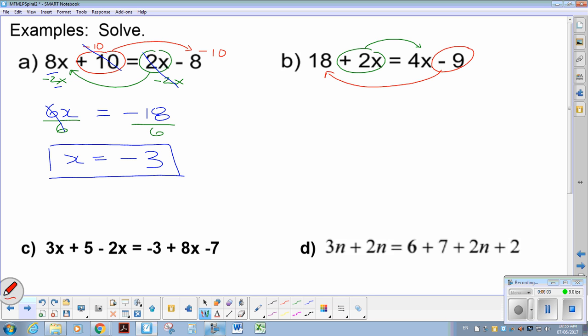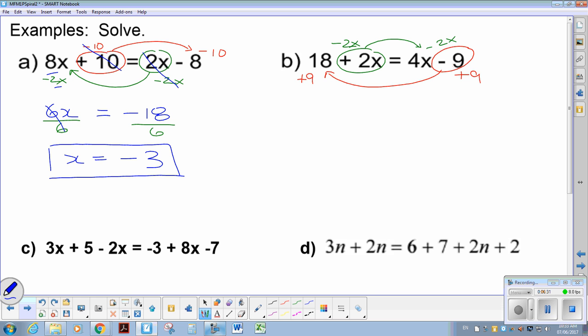So again, inverse operations. How do I get rid of that negative 9? Well, the opposite is add 9. But whatever I do to one side, to keep the teeter-totter balanced, I have to do it to the other side. With the green, if I'm going to get rid of that 2x on that side, the opposite is negative 2x. Whatever I do to one side, I have to do to the other. So I'm going to subtract 2x.